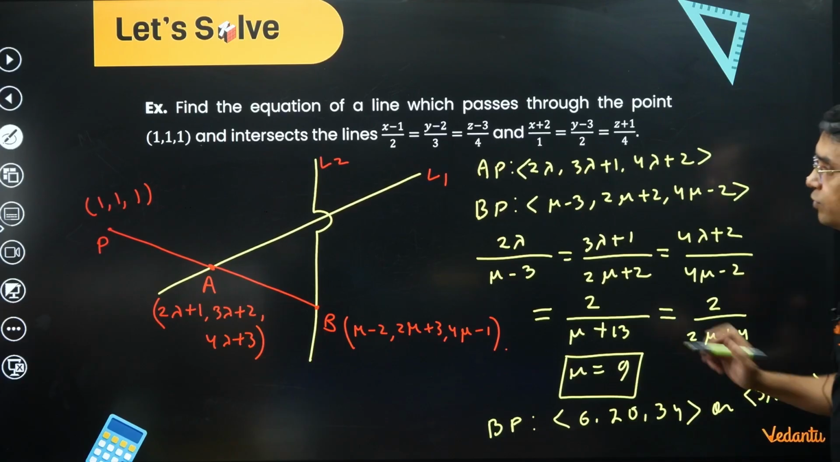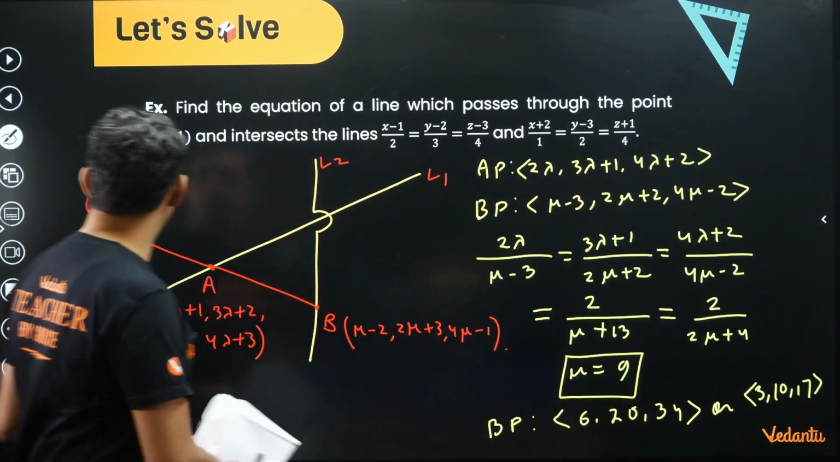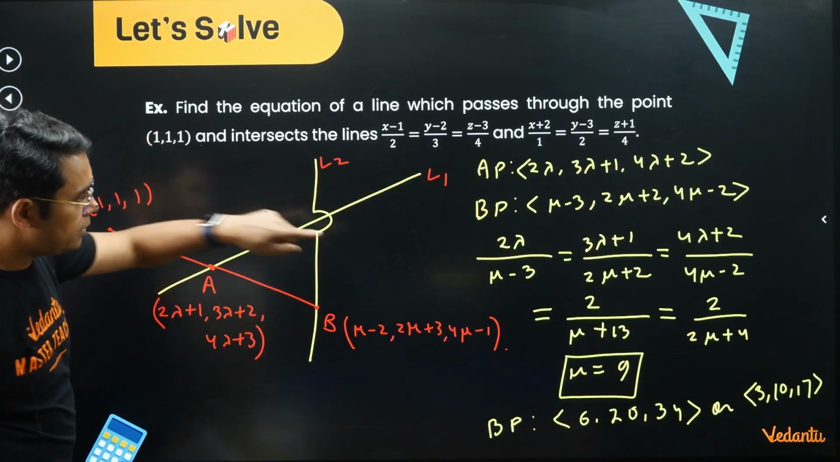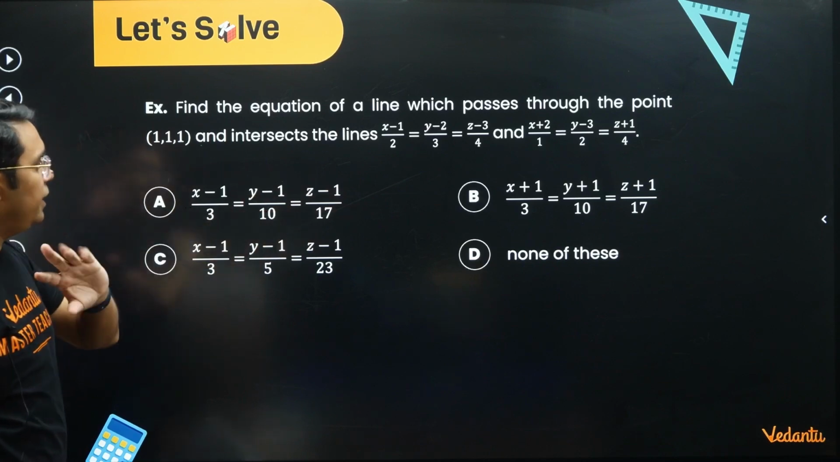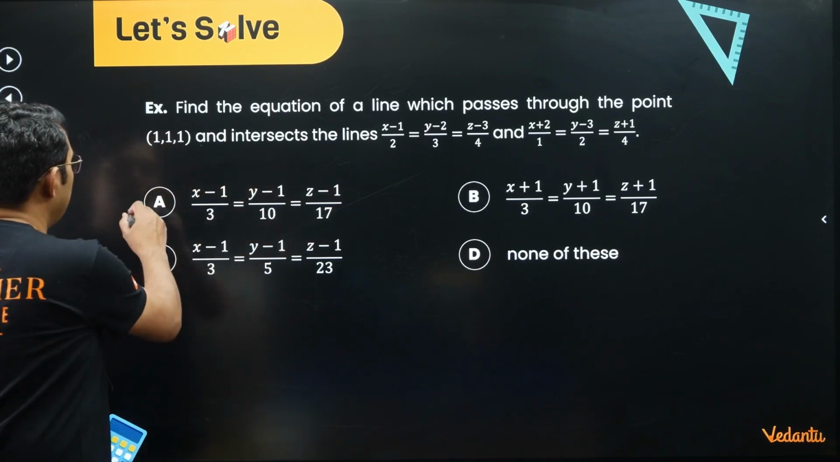So that's it, because we already know 1 point and we have got the direction ratios, so nothing else is needed to be done. So what should be the line? We got 3, 10, 17. So 3, 10, 17 are there in 2 options, but this is passing through 1, 1, 1, so this A should be correct.